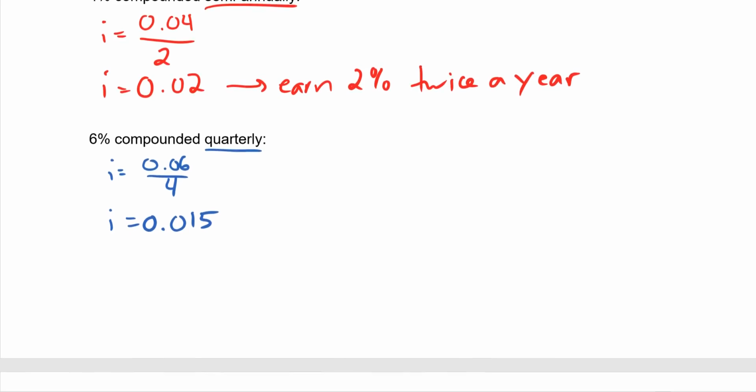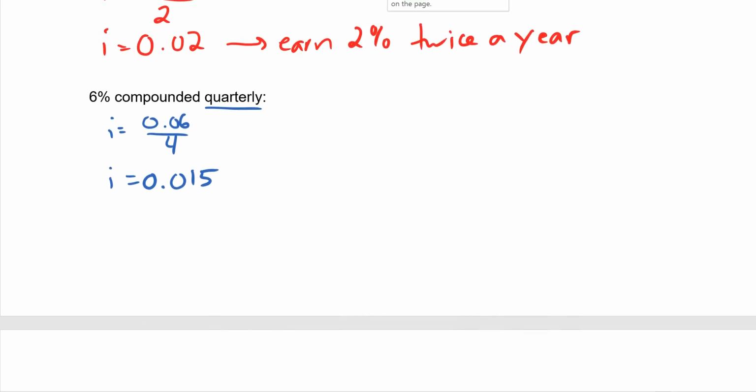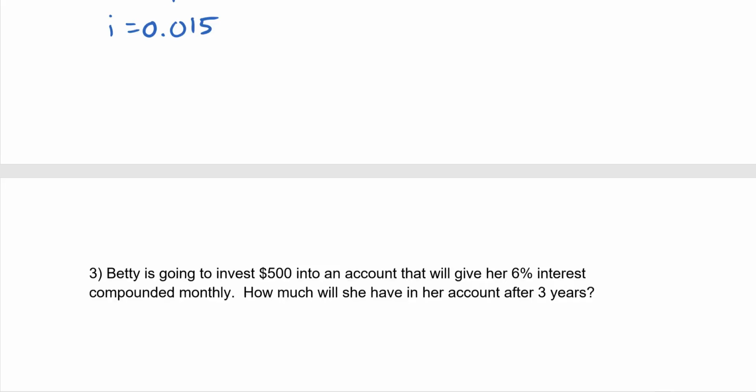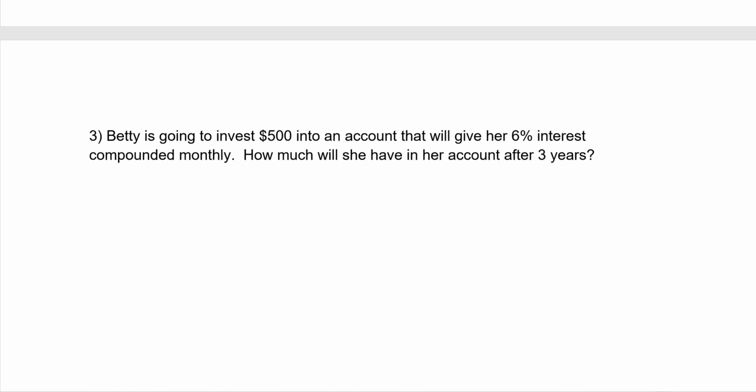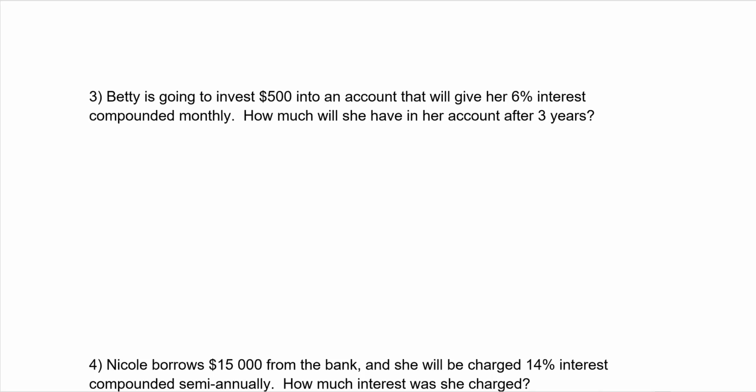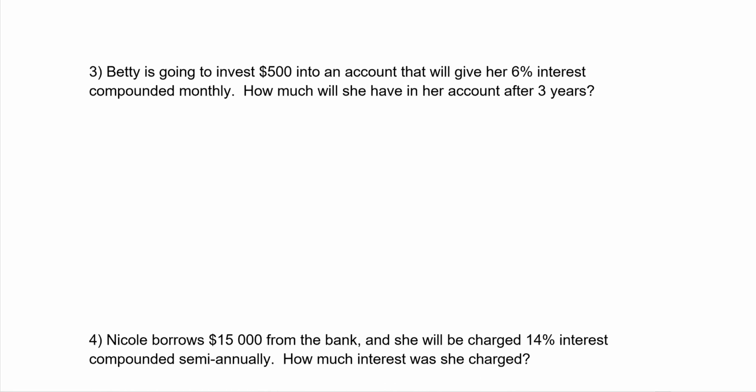All right, so now we'll take a look at some examples. So we have to remember for compound interest to divide our interest rate depending on how the interest rate is compounded. But we also have to figure out what n is, and n is going to represent the number of times you earn interest. So let's say Betty is going to invest $500 into an account that will give her 6% interest compounded monthly. How much will she have in her account after 3 years?